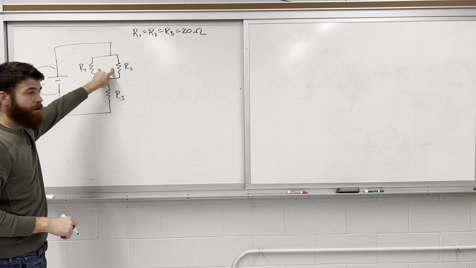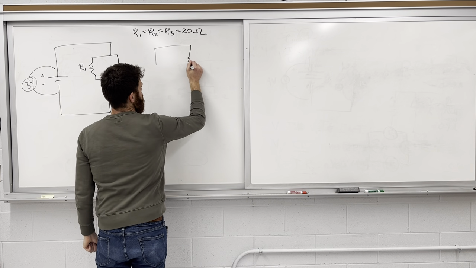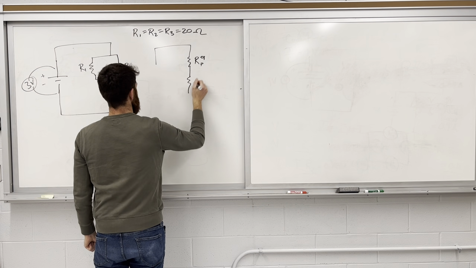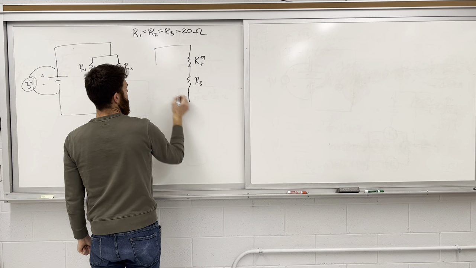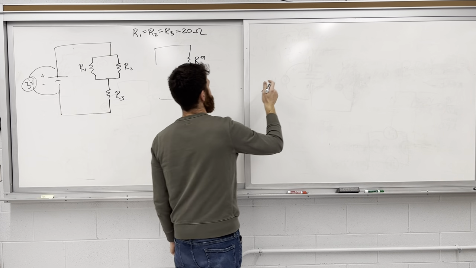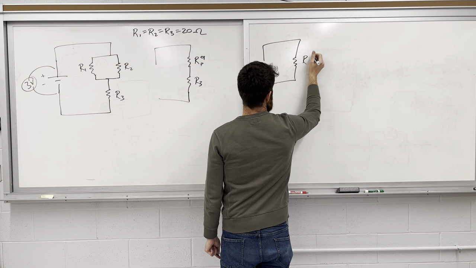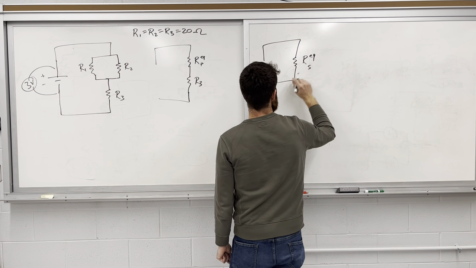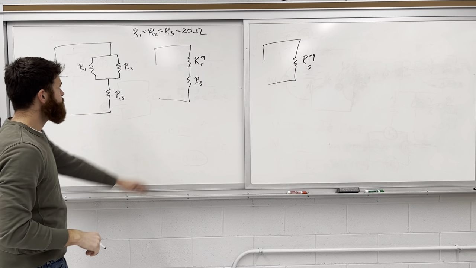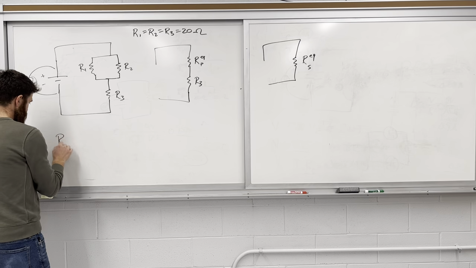So these two resistors in parallel, we can redraw this as the equivalent resistance of these two in parallel. And then there's R3. And once we find the equivalent resistance of these two in parallel, we can find the equivalent resistance of these two in series. And that'll give us the overall equivalent resistance of these three resistors. Okay, so first let's find what the equivalent resistance is of these two resistors in parallel.